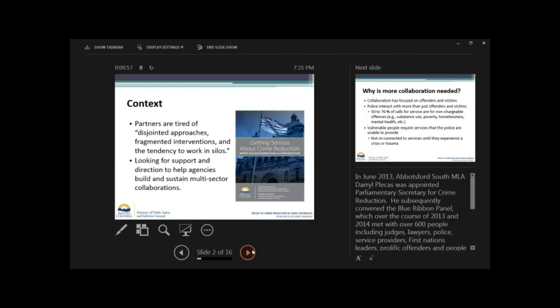Are we on context? Yes. Implement a wraparound approach to help them on all angles. Ministry of Public Safety and Solicitor General would be the ones championing the model.